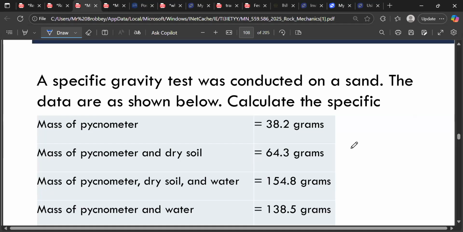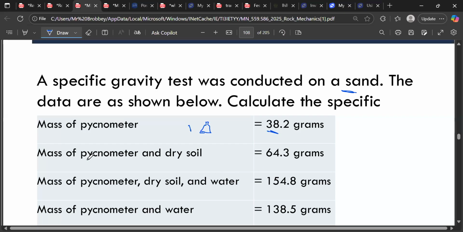So a specific gravity test was conducted on the sand. The data is shown below, and we want to calculate the specific gravity. Now, note something here. We were given the mass of the pycnometer, which is a small bottle, the one we put the sand and water in during the laboratory process. It has a mass of 38.2 grams.